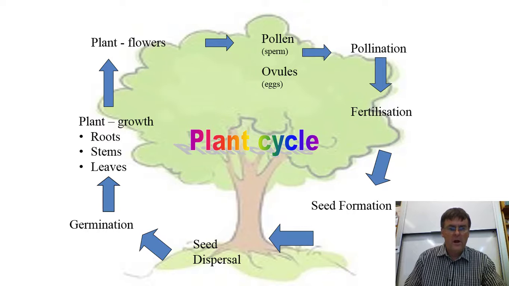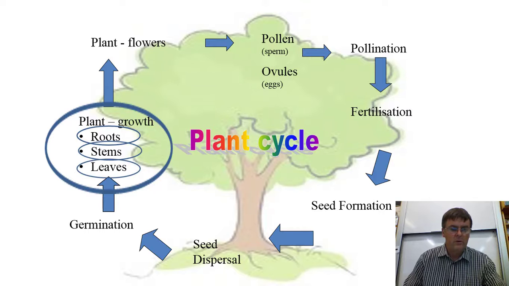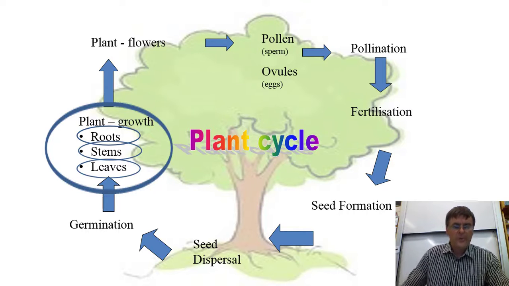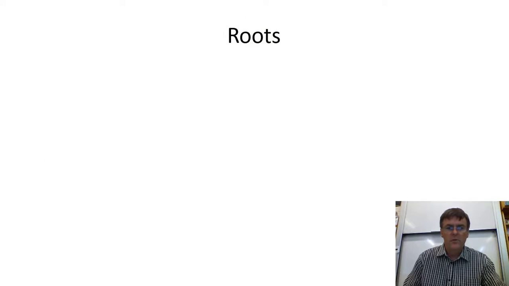So for a change, I'm going to start with the plants. And the three major parts of pretty much any plant: the roots, stems, leaves. We'll look at each of those in a bit more detail, and then in a series of other videos look at some other key parts of this plant cycle. So we'll start with roots.